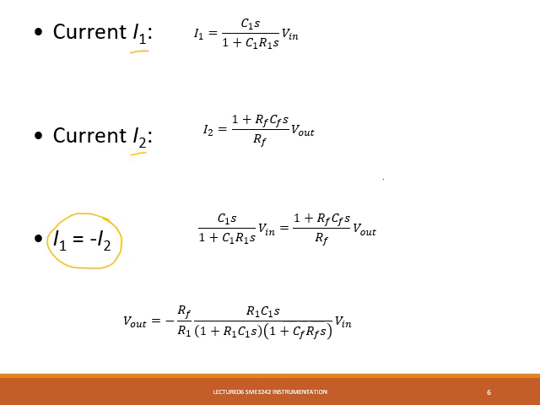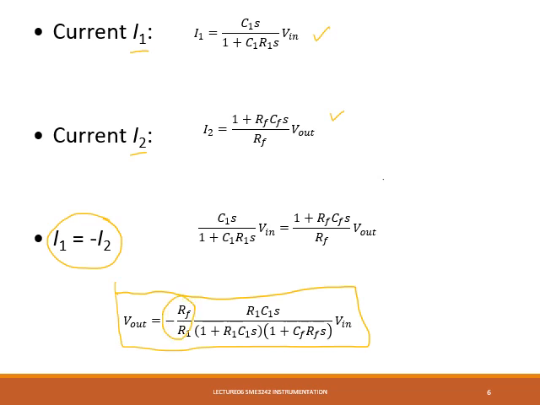So we can see a combination of C1R1 in I1 here and RF-CF in I2 here. So replacing I1 and I2 into the equation, we finally get the equation for V out is this equation. If you notice in this equation, it is actually a combination of low pass filter, high pass filter, and gain part. So this is the gain part.